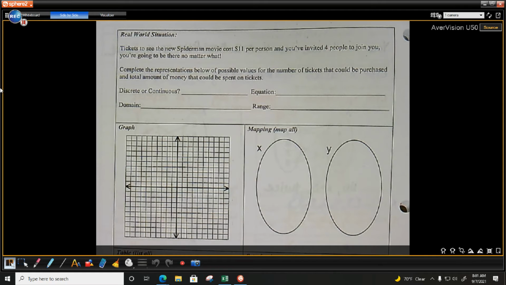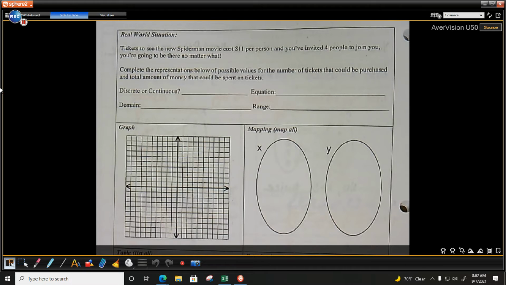The way you determine is continuous, that means it can exist at every value. Okay? If it's discrete, it just happens at distinct values. Okay? So what two things are we comparing here? What two things are we talking about? So the total cost, the number of people.